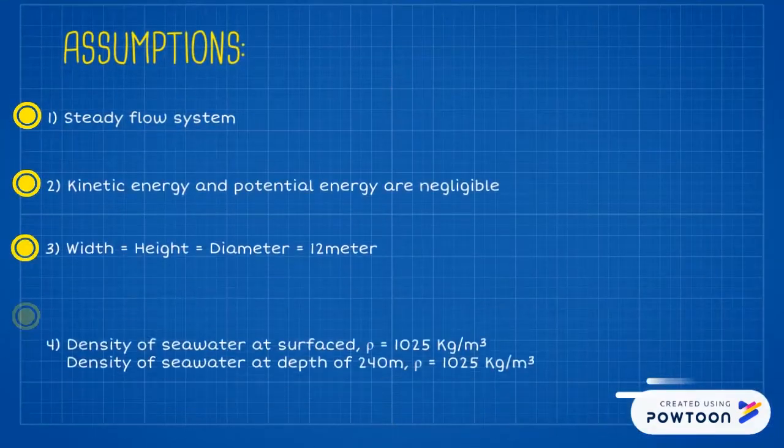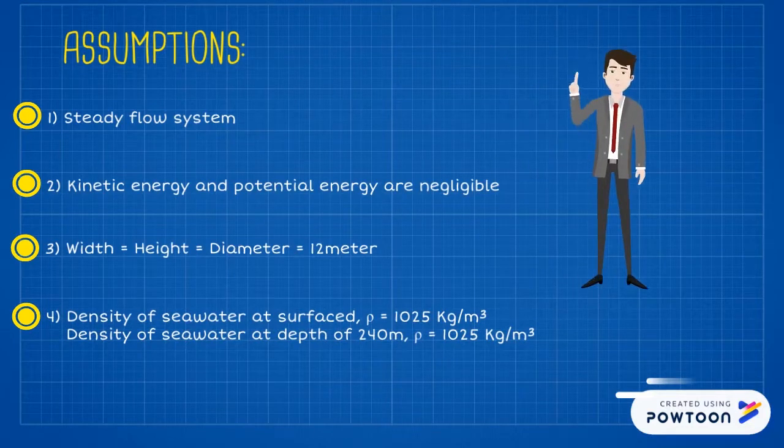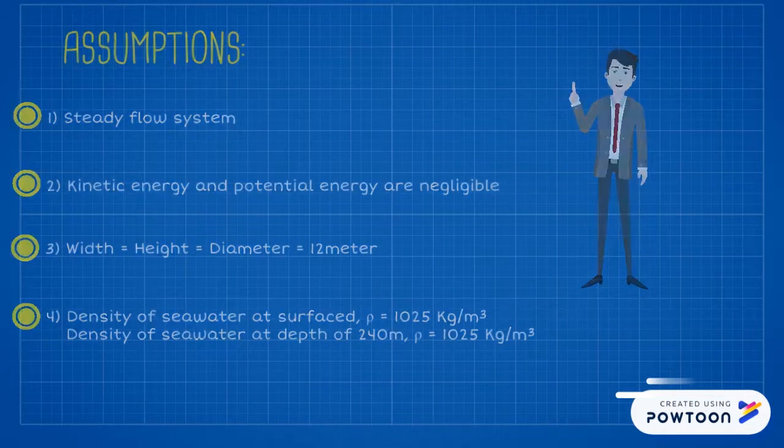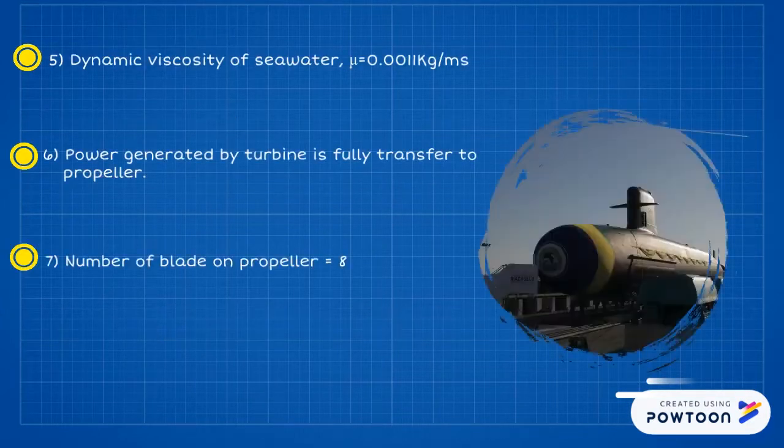So, the assumptions made for this task are: steady flow system, kinetic energy and potential energy are negligible, width equal to height equals to diameter, which is 12 meter, density of seawater at surface and depth of 240 meter are equals to 1025 kg per meter cube. Dynamic viscosity of seawater is equals to 0.0011 kg per meter second. Power generated by turbine is fully transferred to propeller and number of blade on propeller is equals to 8.